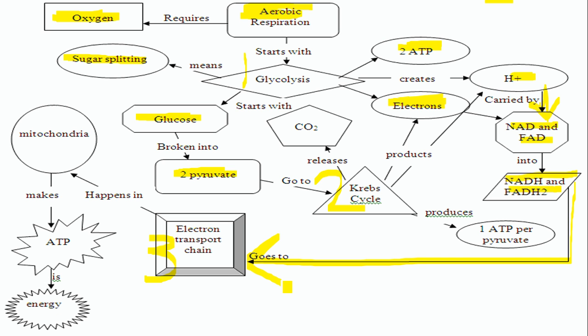What happens in the second step, the Krebs cycle, is the pyruvates that were originally broken apart in glycolysis are broken down even further, and that's where our CO2 is released. This process also creates electrons and hydrogen ions, which are carried on the same molecules to the electron transport chain. All of this happens in the mitochondria, and it makes a lot of ATP, which is energy for our cells.